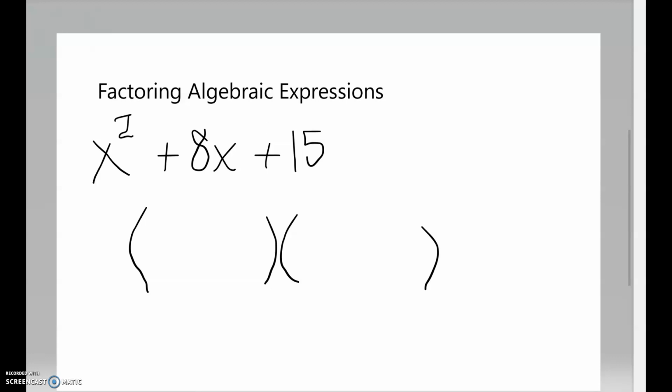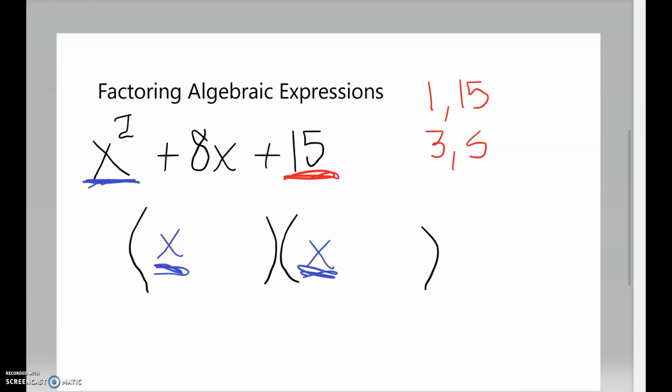How this works is you're going to think about what terms, when multiplied together, get x squared. Those terms will go into the first parts of the binomial. I'm thinking to myself, x times x. Then you're going to think, what two terms multiply together to equal 15? There are a couple of terms that can be multiplied together to get 15. We have 1 and 15, 3 and 5, but which one do you choose?